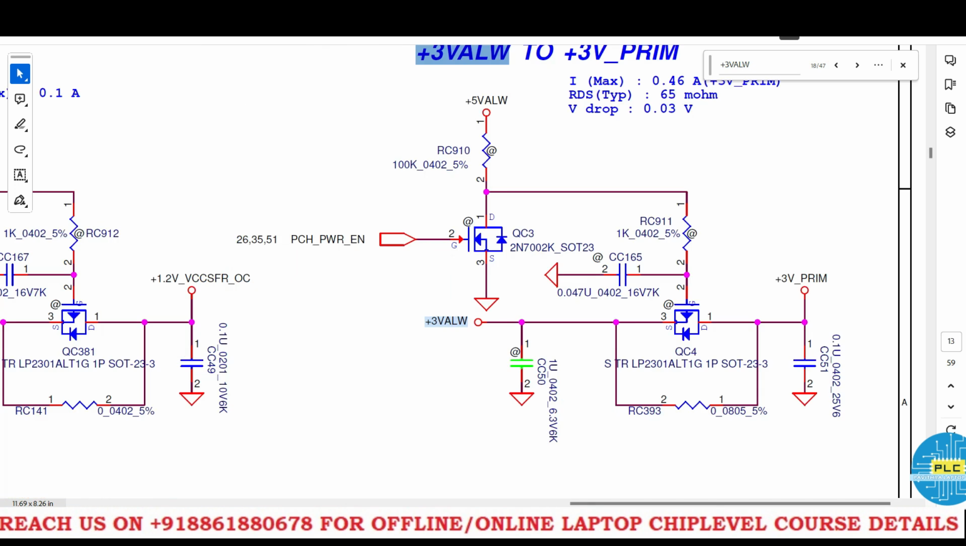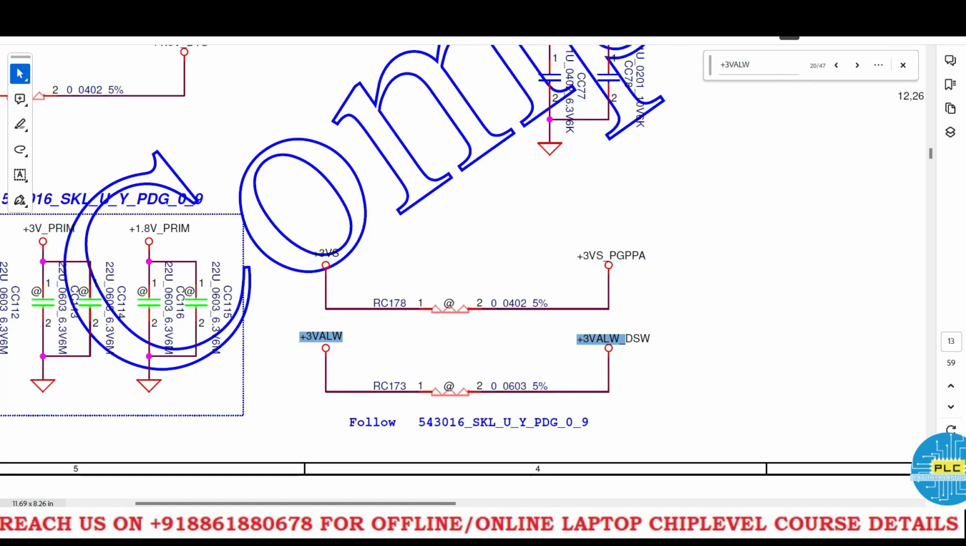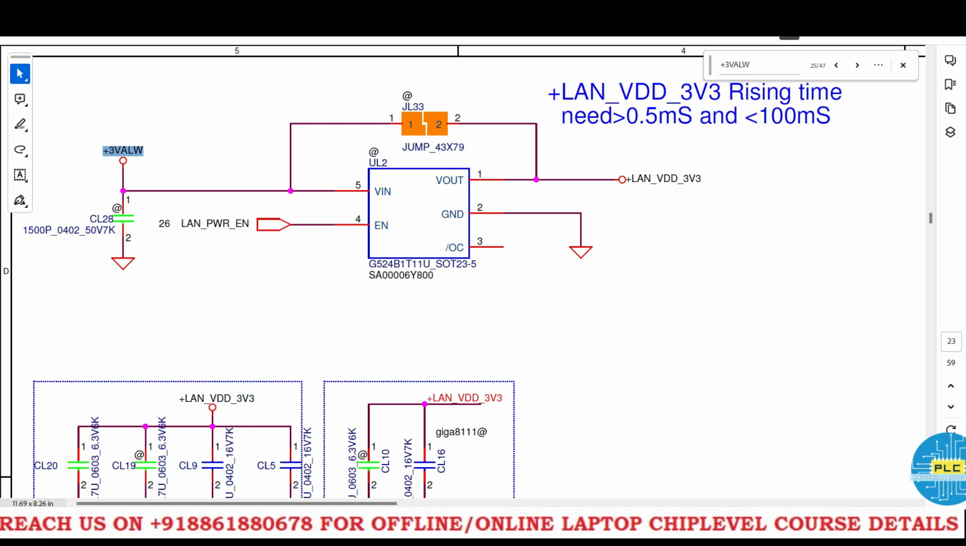In these logic circuits, here 3 volts always is becoming 3 volts prime. Here PCH enable: once we get the PCH power enable signal, it will be on here, and here there will be no voltage. This is the P channel MOSFET, and here 3 volts always is becoming 3 volts prime. The same 3 volts always is becoming 3 volts always DSW. This is the most important voltage. Here the 3 volts always is input for this LAN IC. The output is LAN_VDD_3V3.